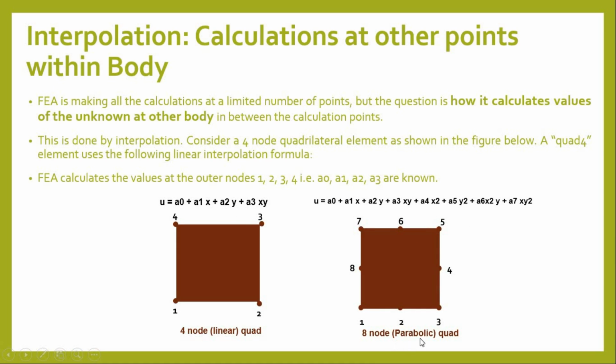Now this is the 8-node parabolic quad. For that you can have an equation like this: a0 plus a1x plus a2y plus a3xy plus a4x square plus a5y square plus a6x square y plus a7xy square. Like that, your parabolic 8-node quad interpolation equation is used.